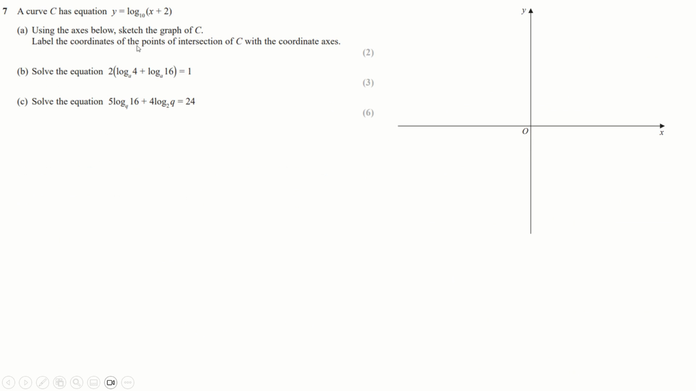Question 7 then, so sketch this curve. This is just a log curve, which should look like this, asymptoting at the y-axis, and it's been moved left 2 places because of this plus 2, so it's just going to do this instead. This point here is going to be when the y-coordinate is 0, so when that's 0, raise both sides to the power 10, 10 to the power 0 equals x plus 2, which means 1 is x plus 2, and then you take away 2 and you get x is minus 1.